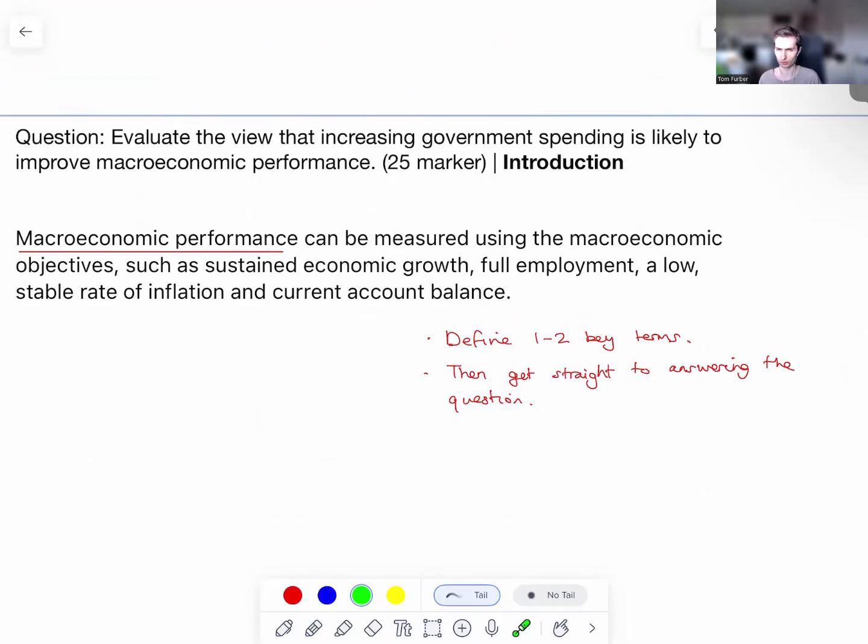A quick, short introduction. So in this introduction, I just define one key term, macroeconomic performance, which can be measured through the macroeconomic objectives. And then I define the macroeconomic objectives such as sustained economic growth, full employment, a low stable rate of inflation, and current account balance. So in an introduction generally, we're looking to define 1 to 2 key terms and then get straight to answering the question. You can add more here if you like, but the most important thing is to get into writing the main body of the essay.